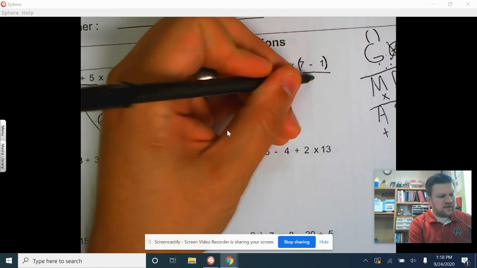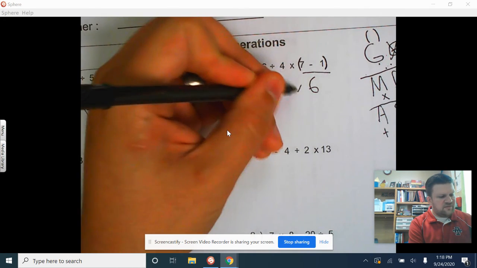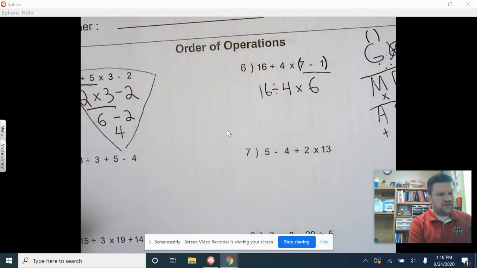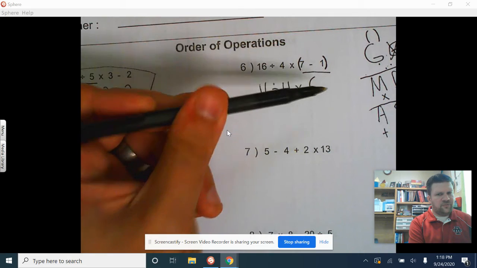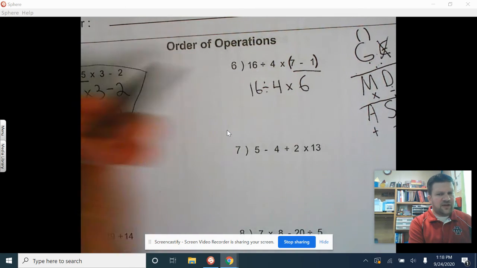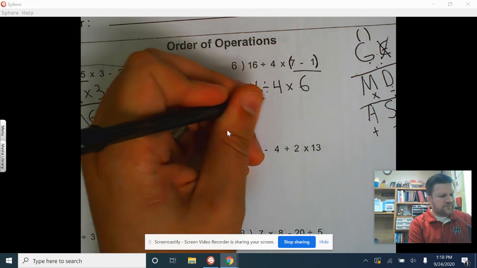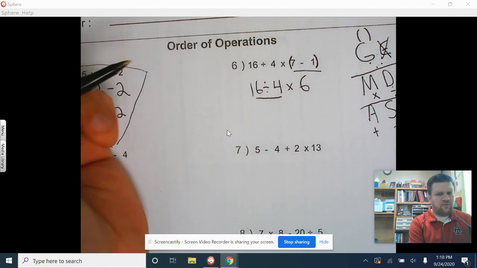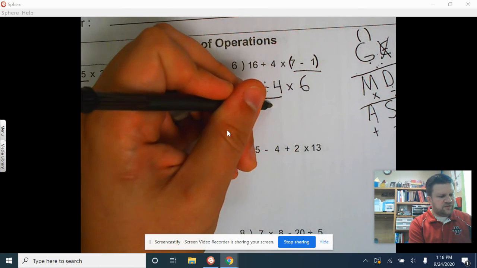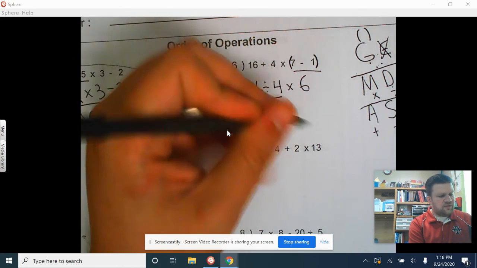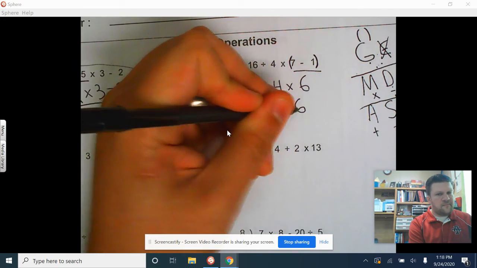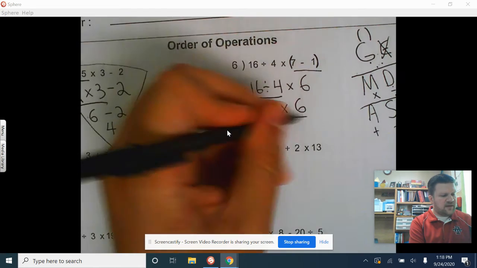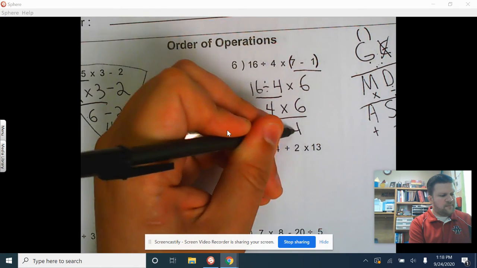So 7 minus 1 is 6. Then I'll copy everything else down. I look through real quick. There are no groups, so I do any multiplication and division from left to right. Again, there's some division, so I'll do 16 divided by 4, which gives me 4, and then I copy the rest down. So my final step would be 6 times 4, and that gives me 24.